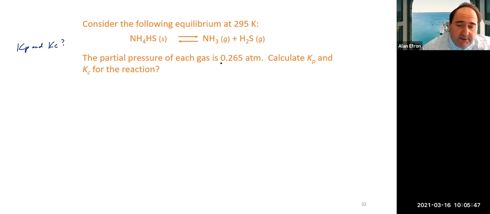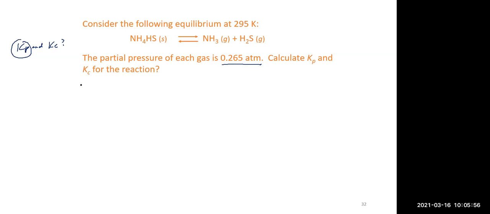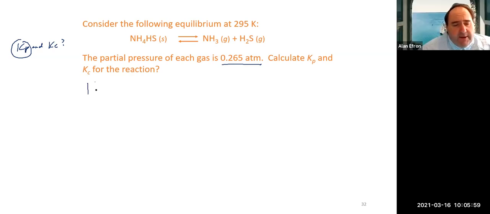Given some pressures here, Kp is obviously the proper place to start. To do that, we would want to write our Kp expression. Our Kp expression is going to be our products over reactants, and it's going to be the partial pressure of NH3, with coefficient 1, so we don't have to do any squaring, times the partial pressure of H2S, same deal, coefficient of 1 there. And now for our reactant side, this guy is a solid, which means he should not be included. So this should be the Kp expression.